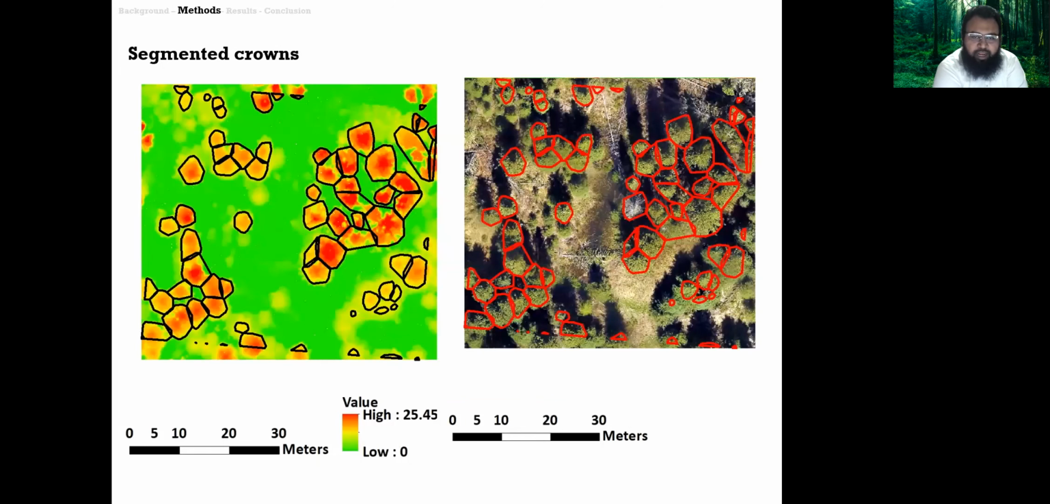Tree tops were identified in these canopy height models by using a circular moving window 3 meters in diameter to detect local maxima. We then used a region growing algorithm to segment individual tree crowns. There were 44% commission error and 41% omission error while segmenting individual tree crowns.